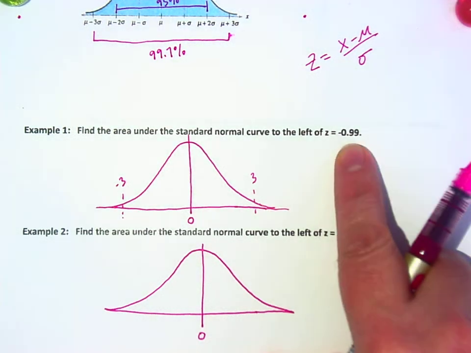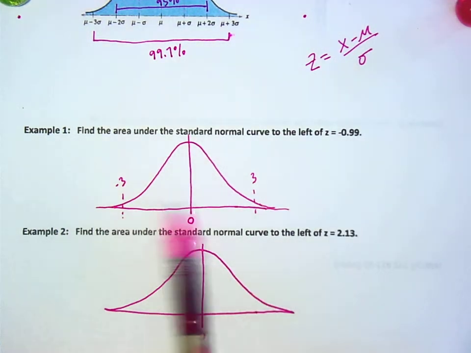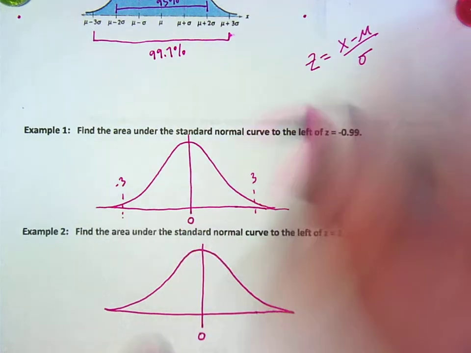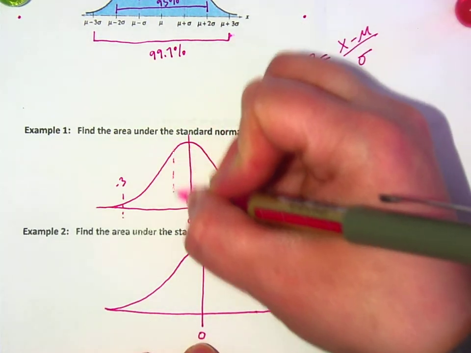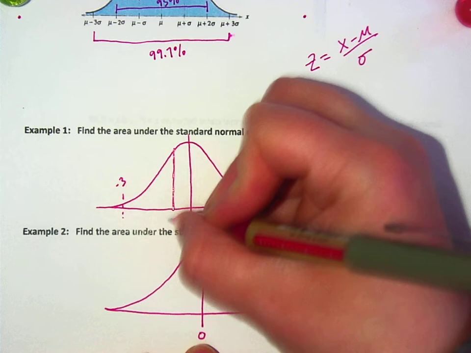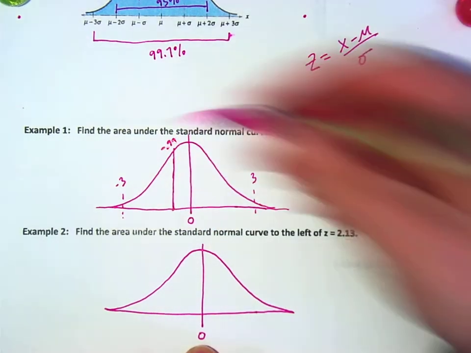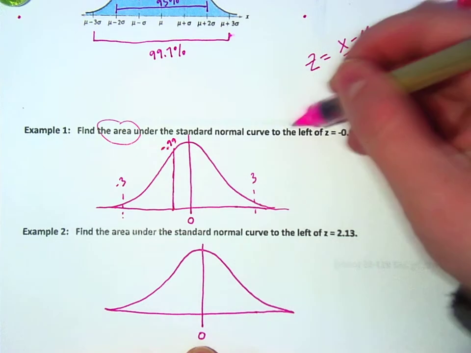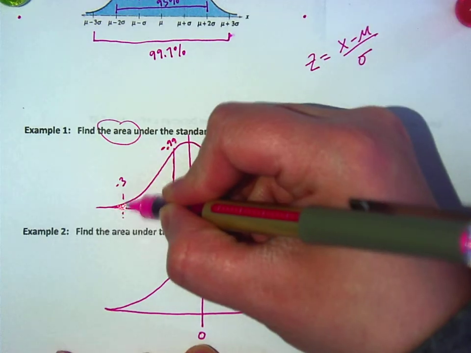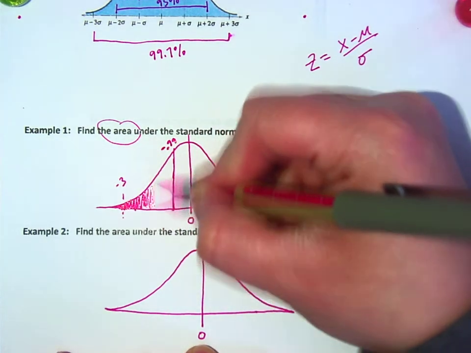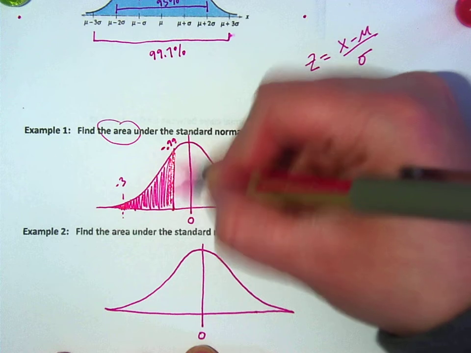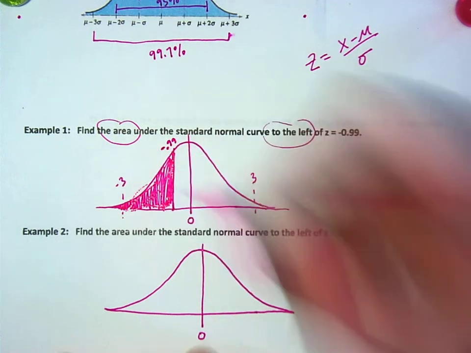Where do you think -0.99 will be? Will it be to the left or to the right of 0? Left. Okay, so it's maybe about, I don't know, here. So here is about -0.99. And we're trying to find the area to the left. So what I want you to do is I want you to shade to the left of -0.99.